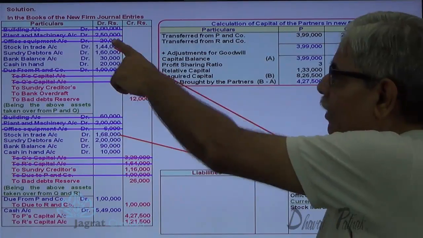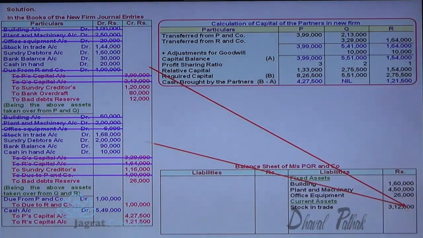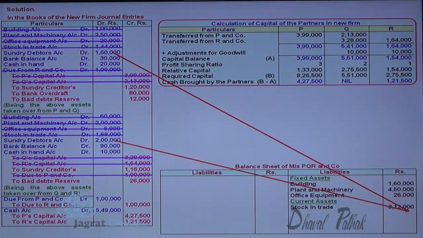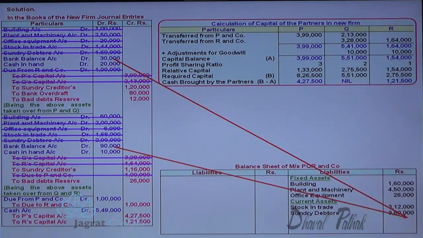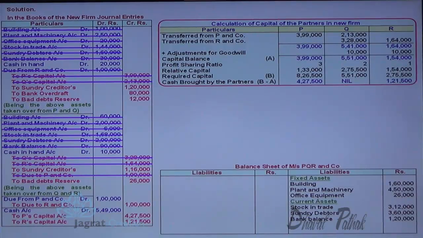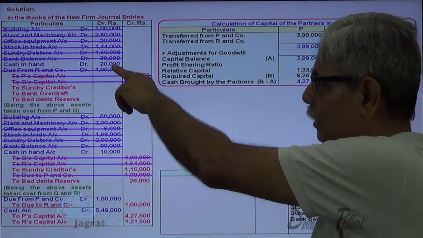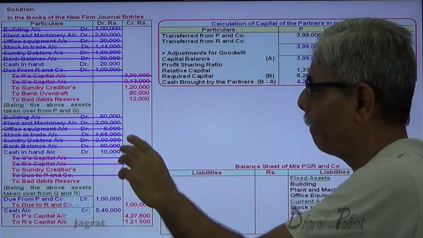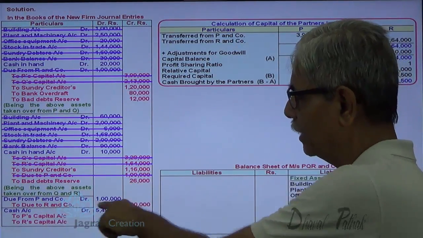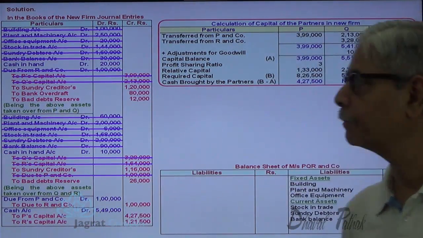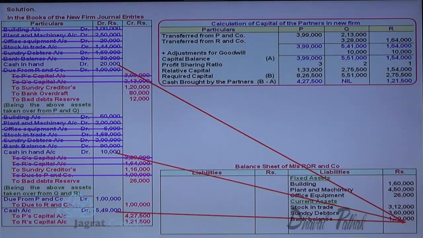That is 144 plus 168. Then comes debtors, 160 plus 2, 3,60,000. Then comes bank balance. For cash balance, remember, this 20,000, 10,000, and this is cash 5,49,000. So total cash is 20 plus 10 plus 549. This is the cash balance.